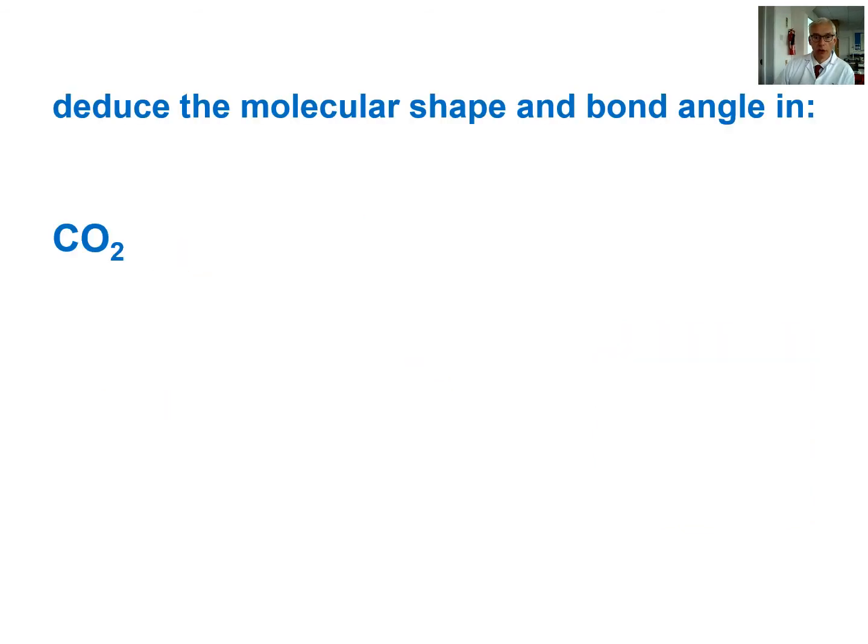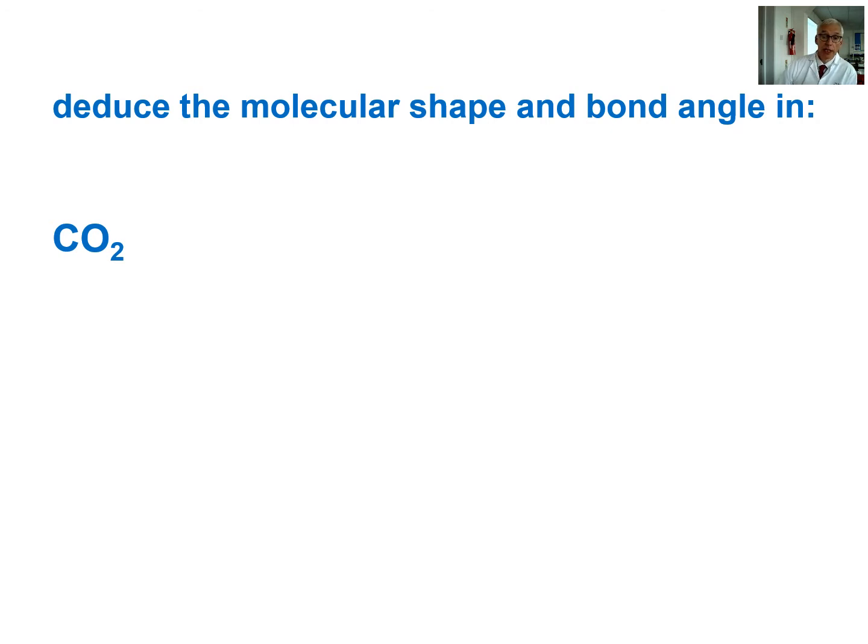So, give you a problem. Carbon dioxide, deduce the molecular shape and the bond angle. The method: start with the dot and cross diagram, determine the numbers of pairs of electrons surrounding the carbon, deduce the shape and the bond angle. So pause the video, complete that task, resume when you're ready.